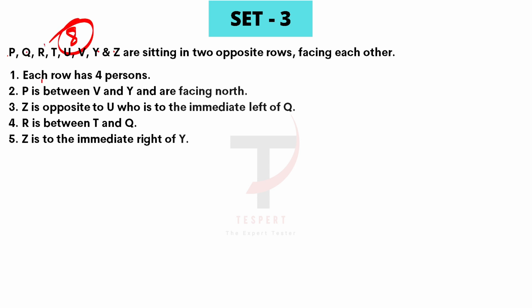So 8 are sitting in two opposite rows facing each other. Alright. So each row has 4 persons. P is between V and V and are facing north. Z is opposite, so north and south. Okay. So 4 and 4.